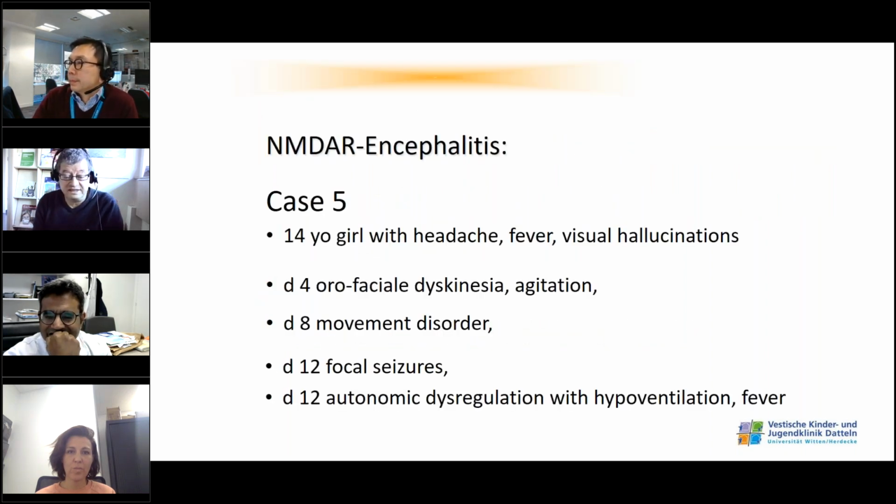The second really common subtype is obviously NMDA receptor encephalitis. And here, in my fifth case, I show you the disease symptoms.